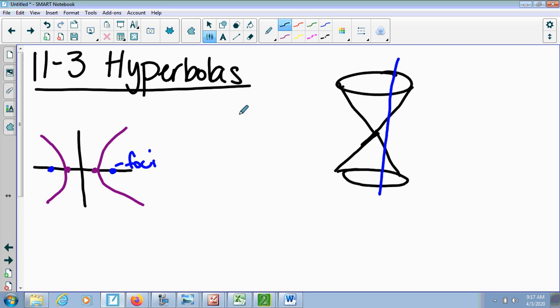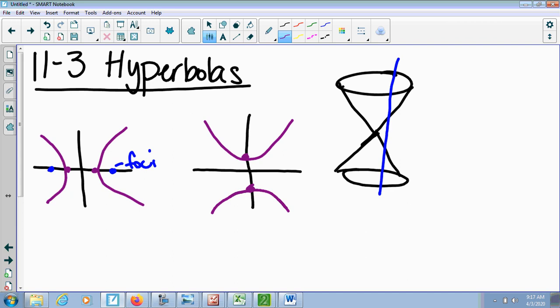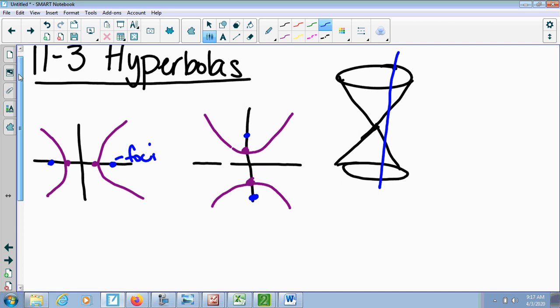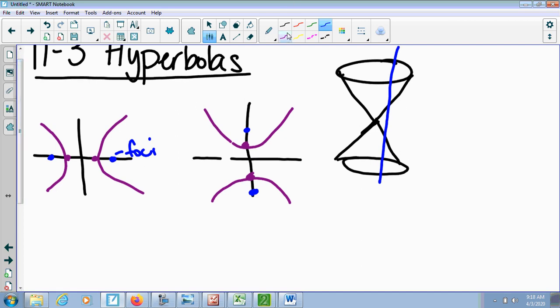A vertical hyperbola looks like this. It's the same except that it is up and down instead of side to side, with our foci inside of our curves. So that's what the picture looks like that we're going to draw. And now I'll write down what the equations are, and then I'll show you how to sketch them. I'm going to cut out a lot of stuff in this one to maybe make this video a little bit shorter. I try every day. It doesn't always work.